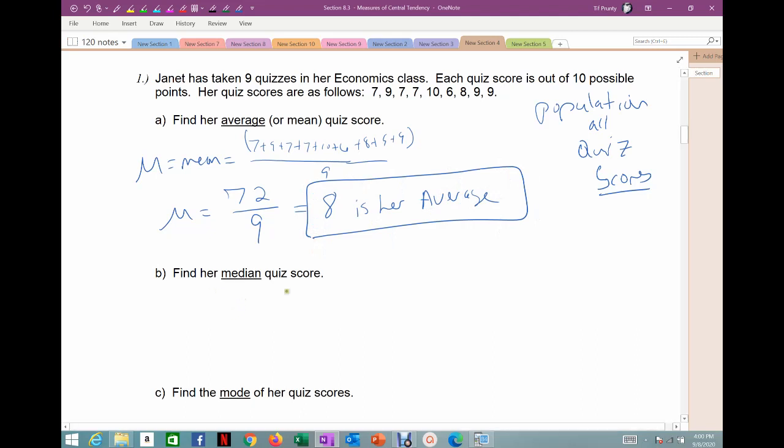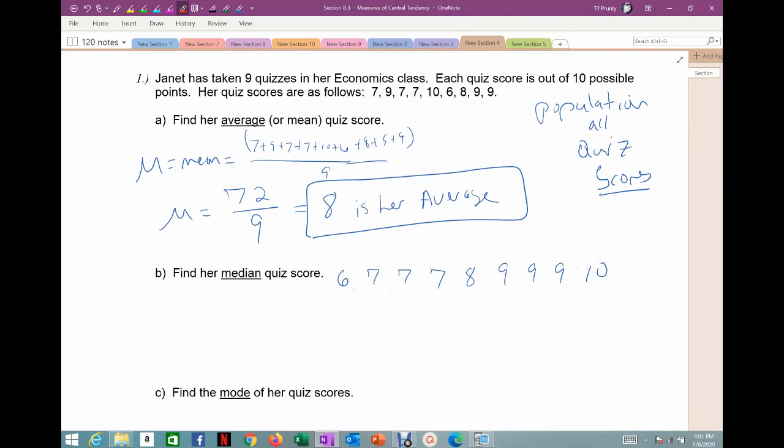The median quiz score. Alright, in order to find the median, I have to find the value in the middle. In order to find the value in the middle, I have to order them. Right, I have to put them in order of either low to high or high to low. You can go either way. I typically go low to high, but if you want to go high to low, that's fine. But I'll usually start with the low score. So 6 is my low score. Then I've got 3 7s. So 7, 7, and 7. Got an 8. 3 9s. And a 10. And then I just do a quick count. Make sure I've got 9 scores there. 1, 2, 3, 4, 5, 6, 7, 8, 9.